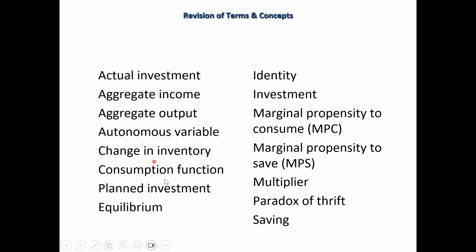This goes back to the main concepts of this section: the actual investment, aggregate income. We must have a great revision of these concepts, even the marginal propensity to consume, marginal propensity to save, the multiplier, investment, and all of these concepts, which we have had a quick revision of.